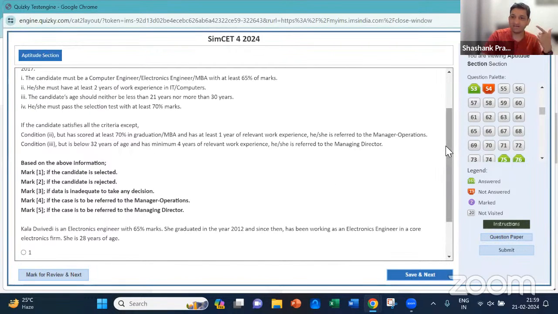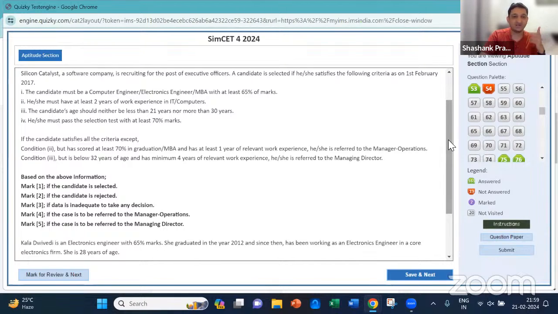I generally don't mark 2 of the same kind in these kind of questions. But ठीक. Akala Dwivedi is electronics engineer. Yes, 65% marks, brilliant. So one is done. Graduated in 2012, working as electronics engineer in a core electronics firm. अब वो IT computers में उसका experience नहीं है, and relevant workings भी नहीं है. 28 years of age is also fine. MBA का data we don't know. So MBA का data if we don't know, but she hasn't done 2, तो definitely is not true.